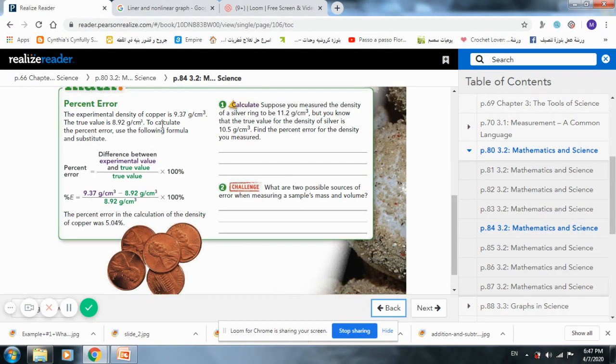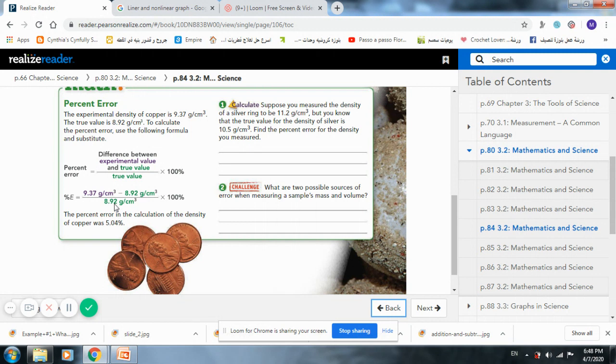For the percent error, you have to subtract them from each other. So 9.37 minus 8.92, divided by the true value, which is 8.92. The experimental value is the value you get in the lab, and the true value is the accepted value. Okay, we will see another example about this.